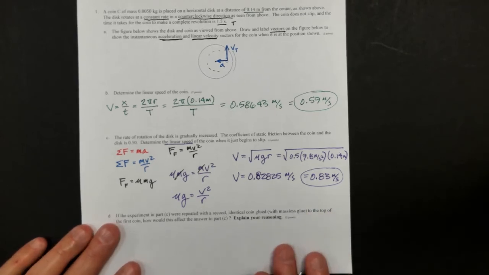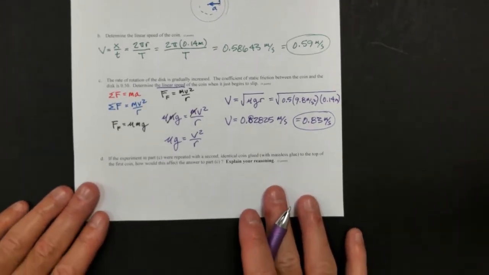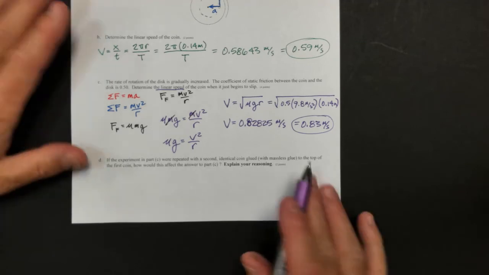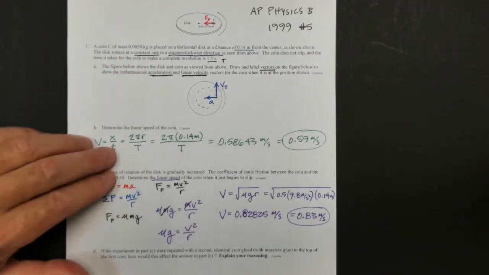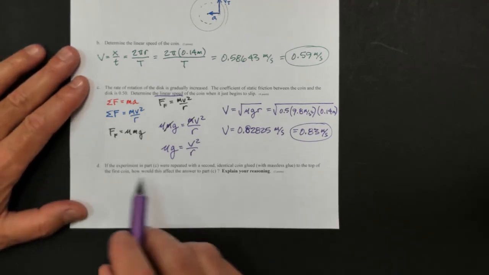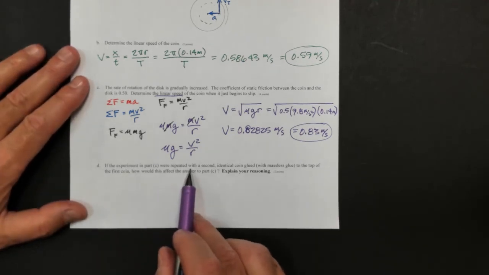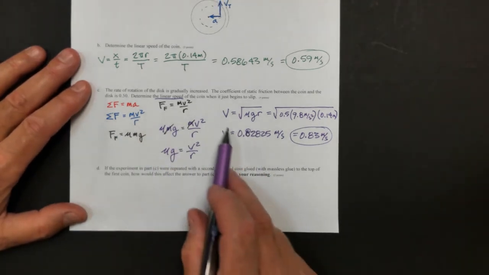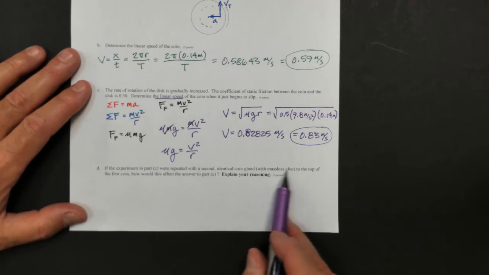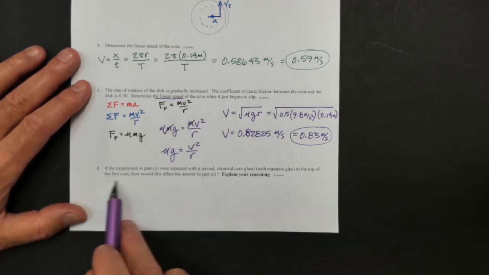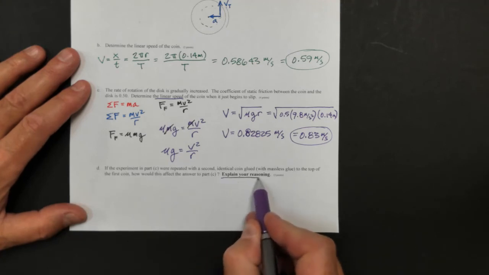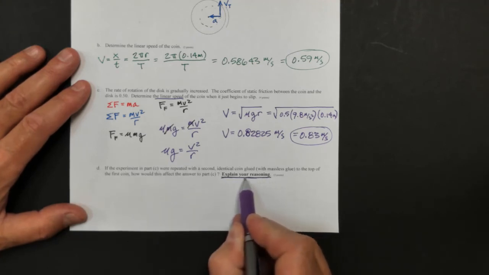Okay? All right, now, the last part of this question, and this was common with the AP Physics B test, was they'd have you go through some explanations, some calculations, and then sort of apply your knowledge to a new situation. So it says the experiment in part C is repeated, increasing the speed until it slips, repeated with a second identical coin glued with massless glue, so the glue doesn't add any mass, to the top of the first coin. How would this affect the answer to part C? Explain your reasoning. Now, I went ahead and bolded this when I created this document.